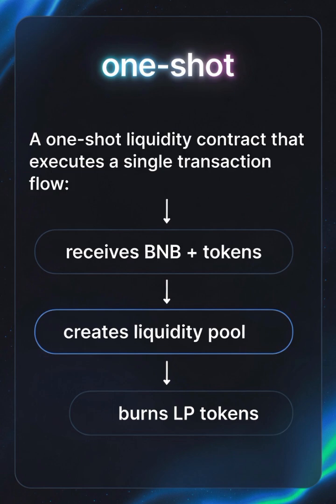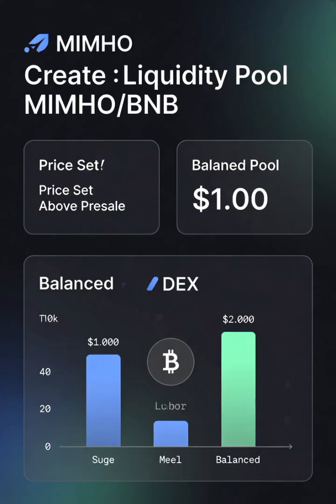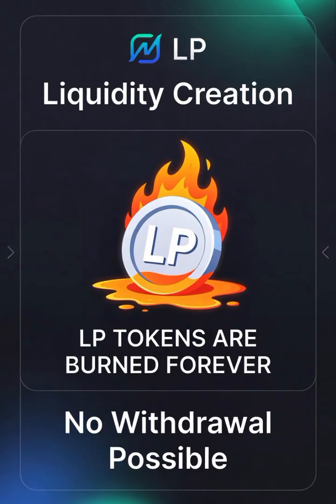It creates the MIMHO/BNB trading pair. Sets the initial price 10% above the presale price. Adds liquidity using the collected BNB. Permanently burns the LP tokens. After this execution, the contract cannot be reused. Liquidity is created. LP tokens are burned. There is no possibility of future removal.